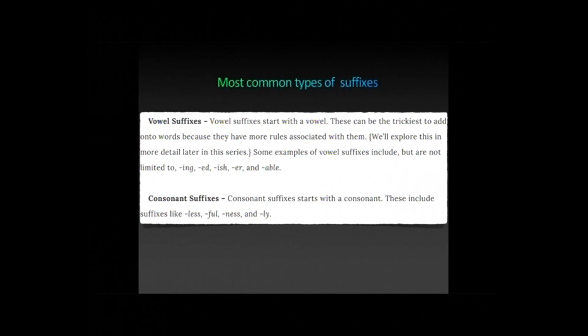We'll explore this in more detail later in the series. Some examples of vowel suffixes include, but are not limited to, ing, ed, ish, er and able.